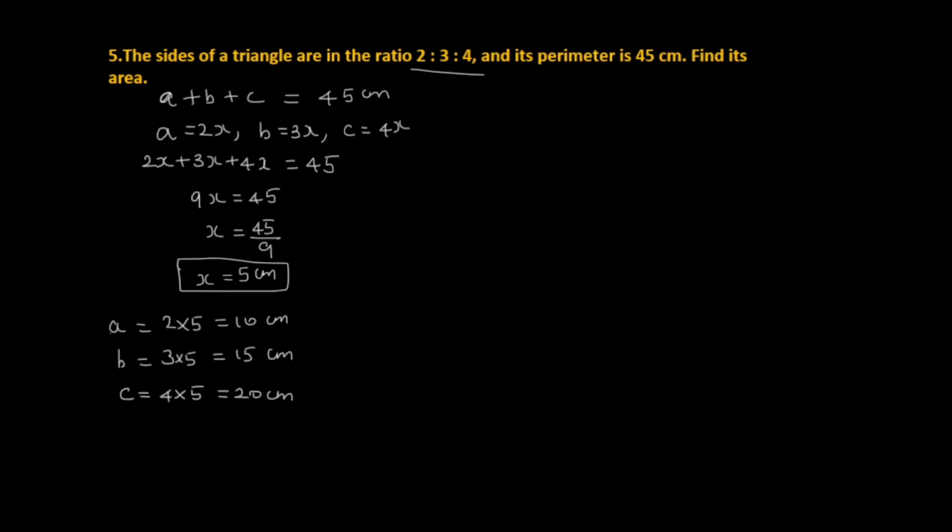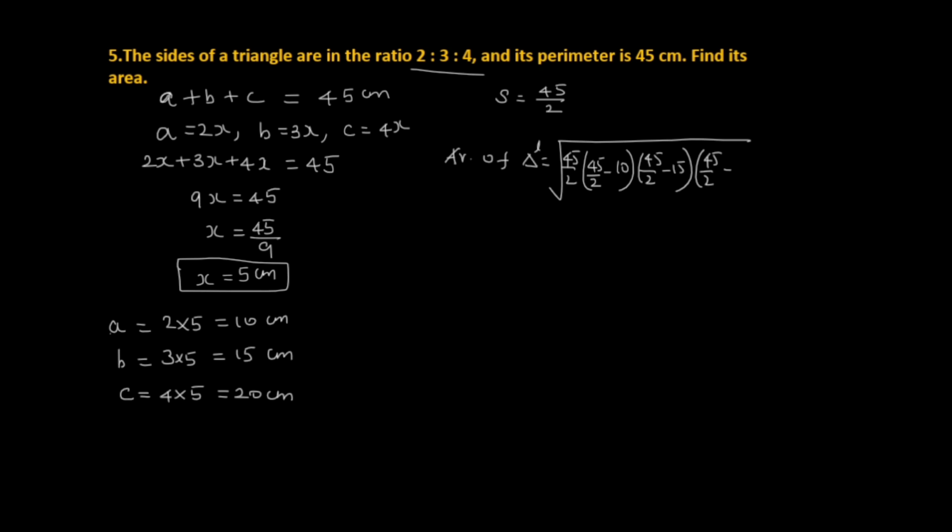Now we need to find the area. So using Heron's formula, area of triangle is equal to square root of s into s minus a, into s minus b, into s minus c. So what is the semi-perimeter? Yes, here it is 45 by 2. We are getting a decimal, so we will keep it as 45 by 2. So 45 by 2, then 45 by 2 minus a, 10, then 45 by 2 minus 15, then 45 by 2 minus 20, side C is 20, centimeter squared.